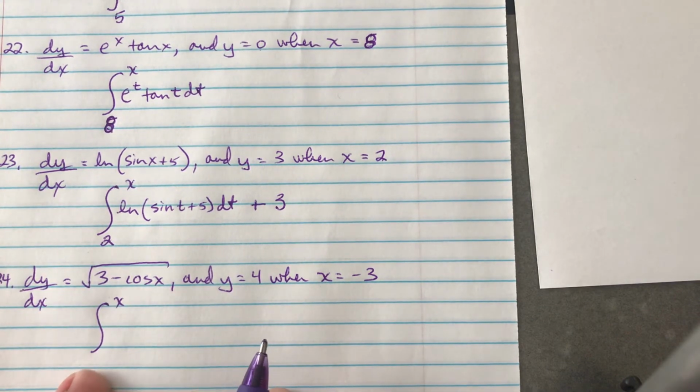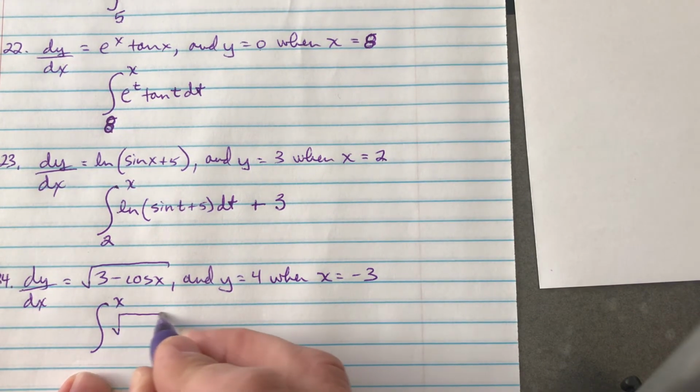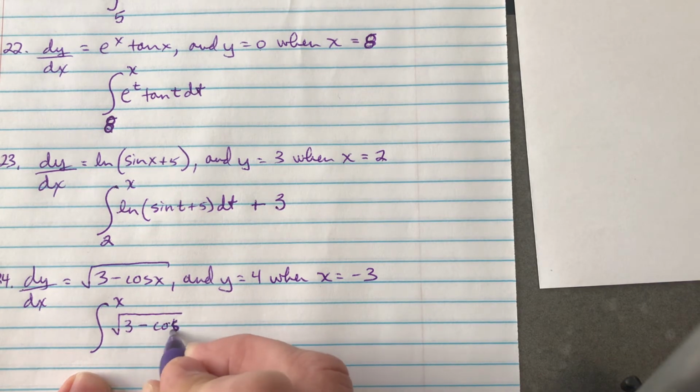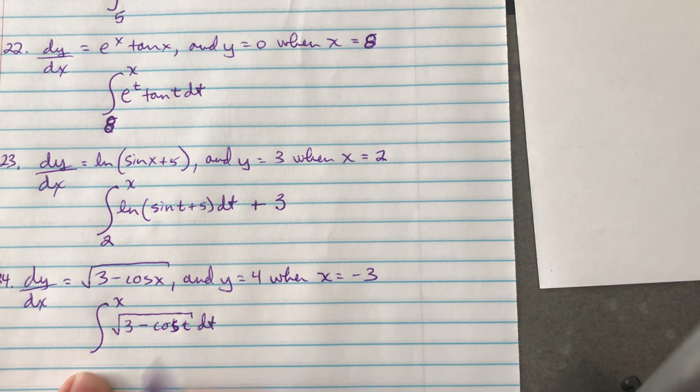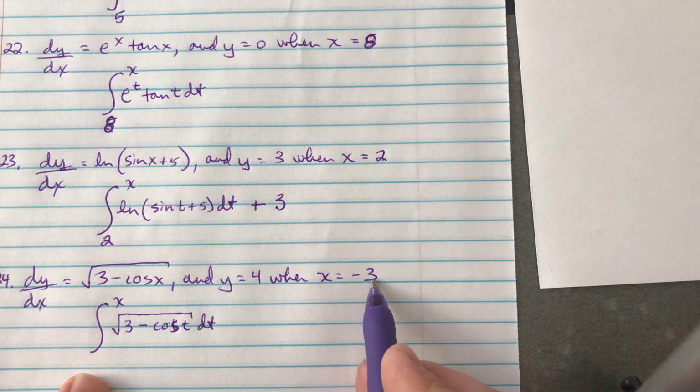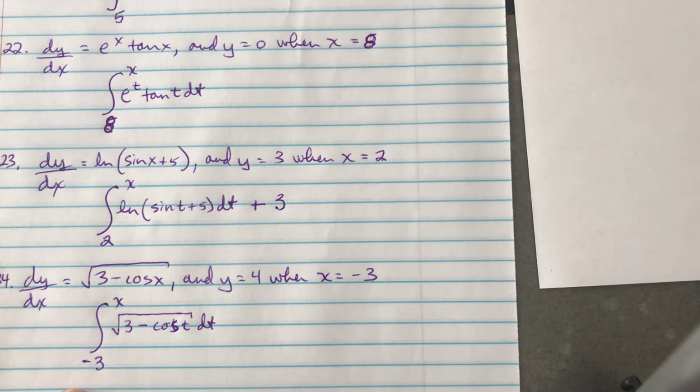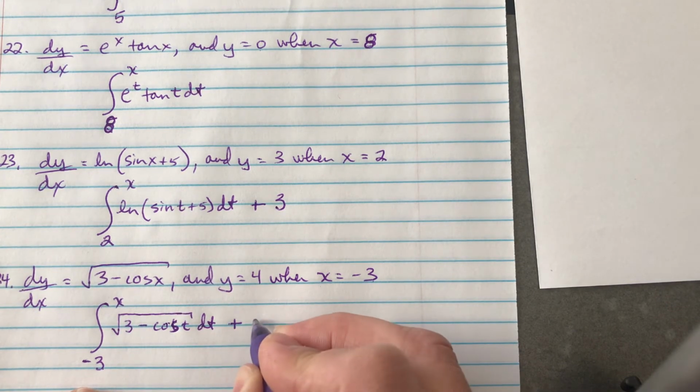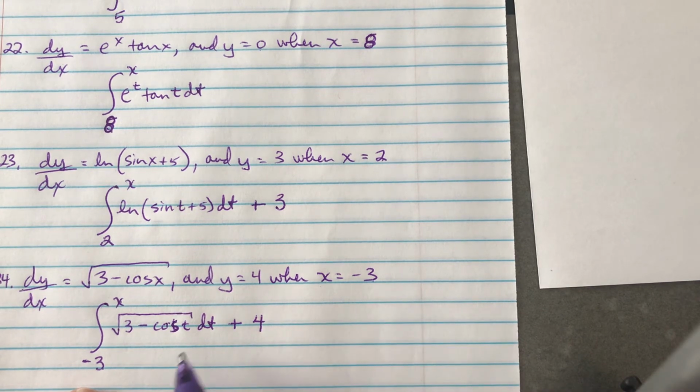For 24, this is going to be the square root of 3 minus cosine of t dt. And then we're going to start at -3. But when you integrate from -3, you get 0. So then we just make our constant equal to 4. And now when you take the derivative of this, you're going to get square root of 3 minus cosine x, and the derivative of 4 is 0.